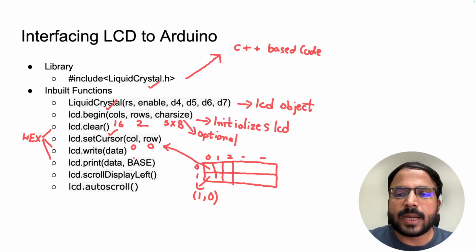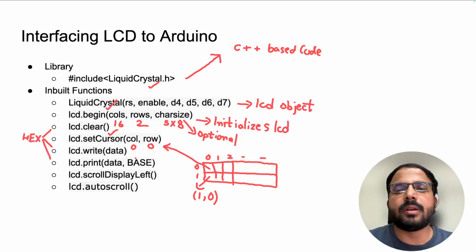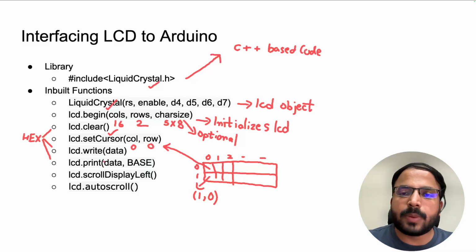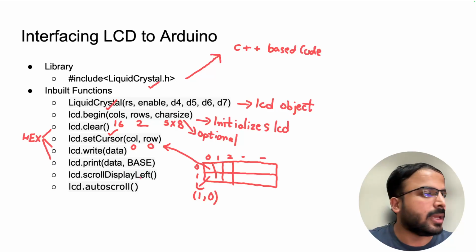Write: provide the string in this function, and that data will be pushed to the LCD. Similarly, the print function also does the same, but you have flexibility. Suppose you want to write a number in hex, octal, decimal, or binary, you can provide the base. This parameter is also optional.